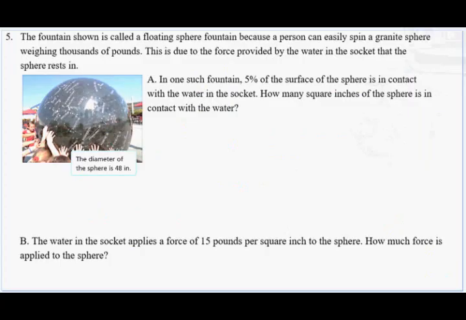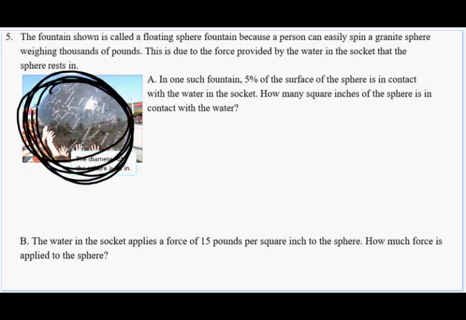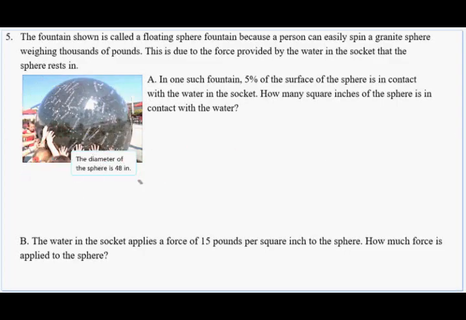And this does have a little sort of science tie-in. There are fountains called floating spheres. A person with this giant sphere of stone, the water is coming up from below at a pretty good pressure, so that's pushing the sphere up, and then you can easily put your hand on it and turn this giant, thousands of pounds of stone with a little bit of effort. It's called a floating sphere. A person can easily spin the granite sphere weighing thousands of pounds. This is due to the force provided by the water in the socket that the sphere rests in.